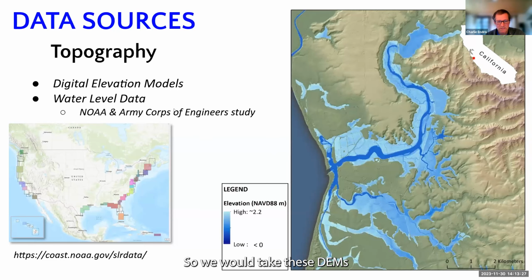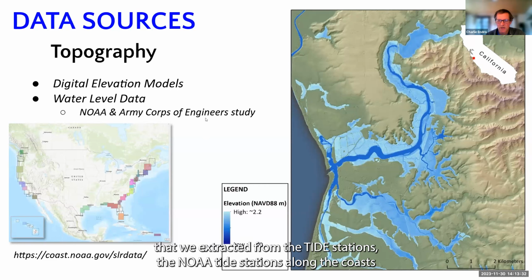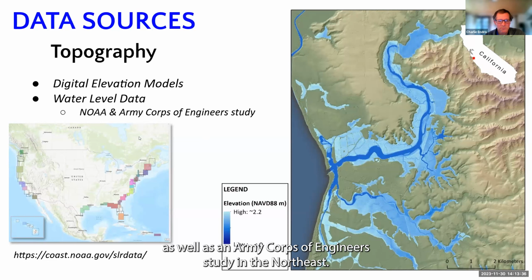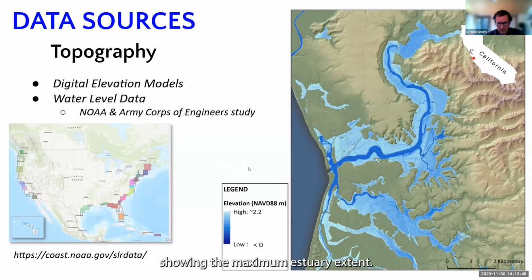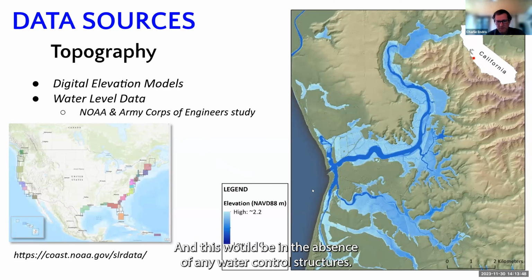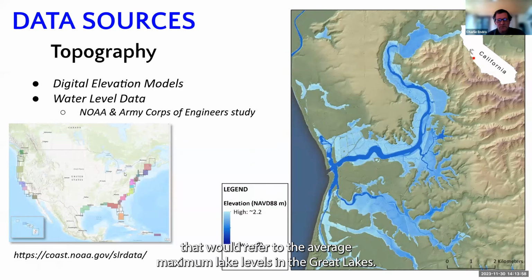So we would take these DEMs and combine them with water level data that we extracted from the NOAA tide stations along the coasts, as well as an Army Corps of Engineers study in the Northeast. And we use this combination to create layers showing the maximum estuary extent. And this would be in the absence of any water control structures. And I just want to point out that in the Great Lakes, obviously that would refer to the average maximum lake levels in the Great Lakes.